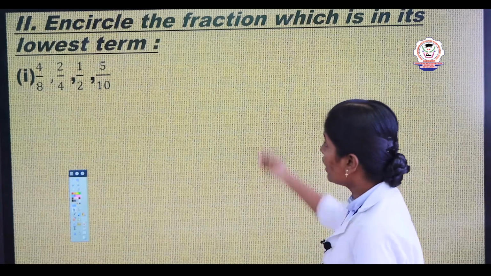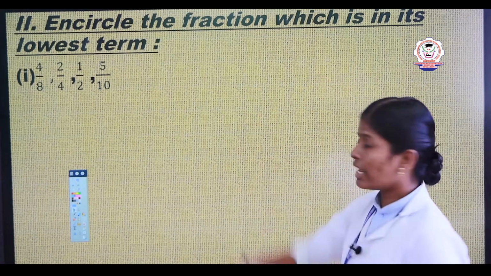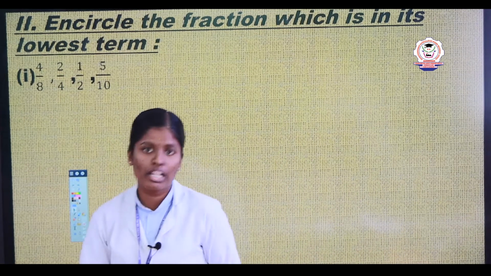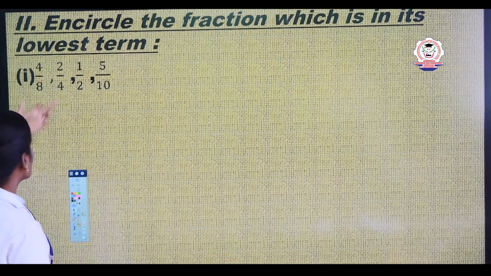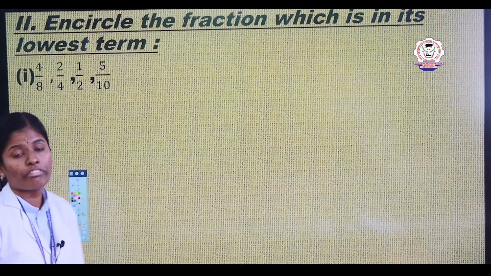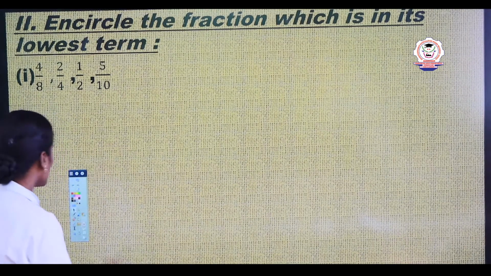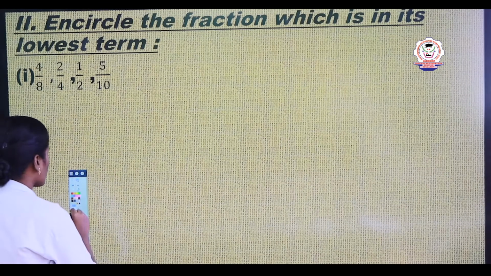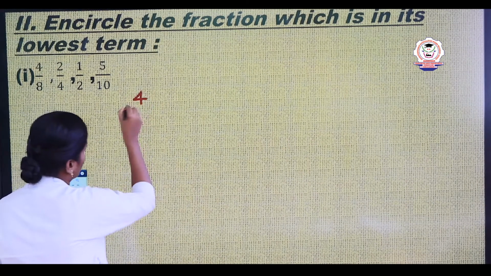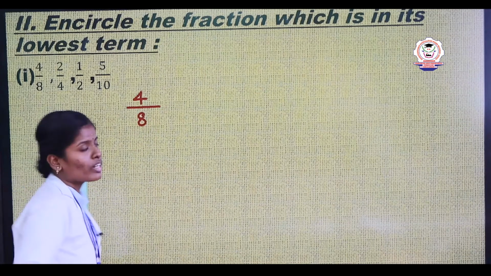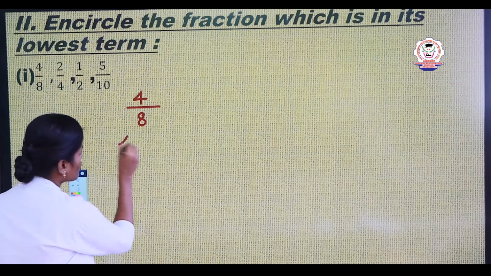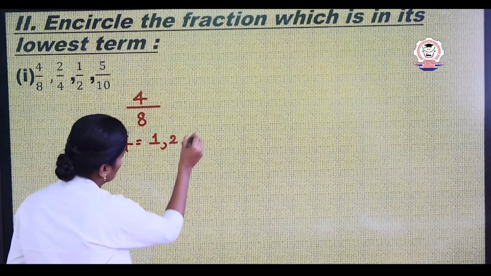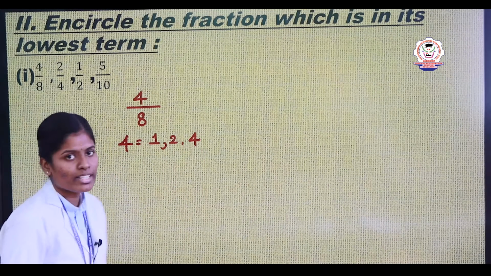Encircle the fraction which is in its lowest term. So listen my children, we have many fractions like 4 by 8, 2 by 4, 1 by 2, 5 by 10. So first you are going to find the factors of 4 by 8. 4, 8. So what is the factors of 4? The factors of 4 are 1 4s are 4, 2 2s are 4 and 4 1s are 4.